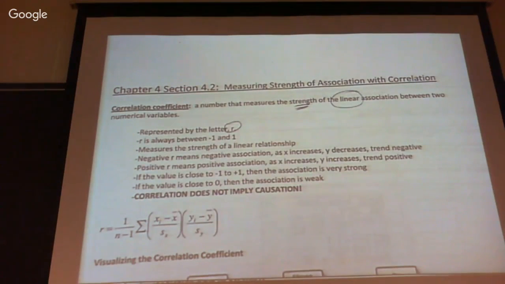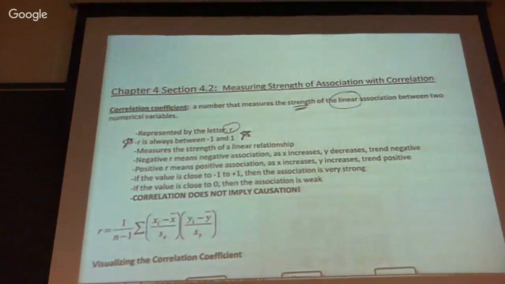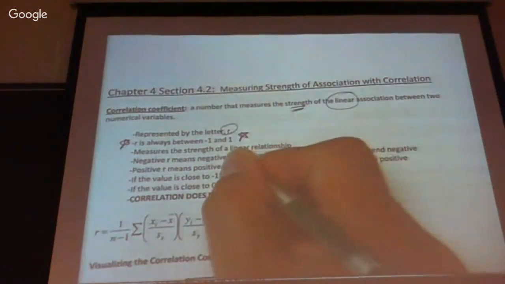Okay? Big things to remember. Correlation is always between -1 and 1. That's huge. I'll explain what that means. It only works if it's linear.